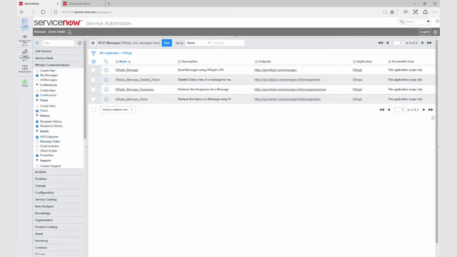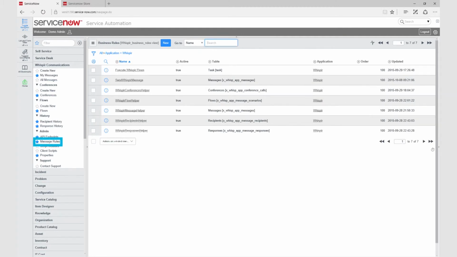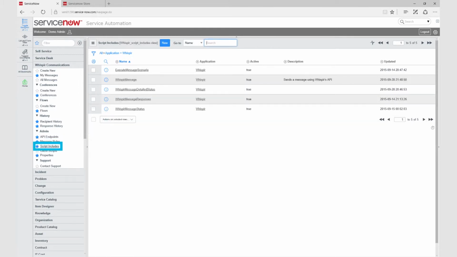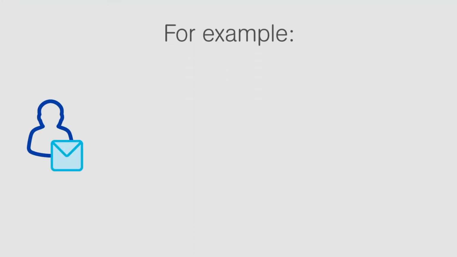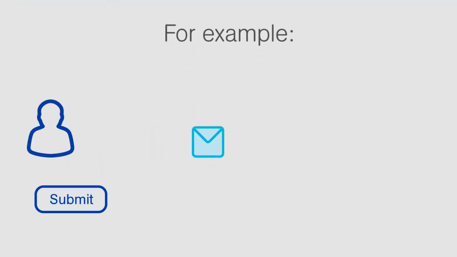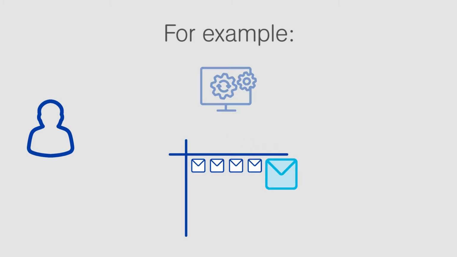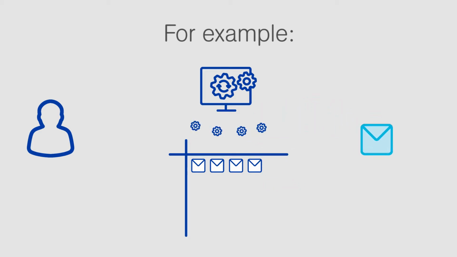Message rules defines the business rules that are used by the Whispir for ServiceNow application, and script includes define actions to be taken when a message rule is triggered. For example, when a message is created and the user has clicked submit, the data they have entered goes into a table. The message rules activate when this table is updated, and they execute a script include to pull this new data and send it to the specified recipients.